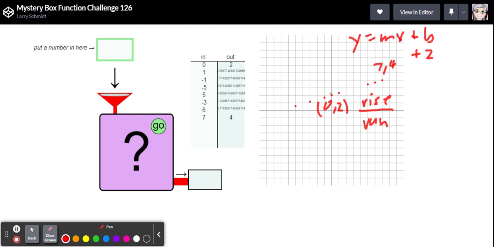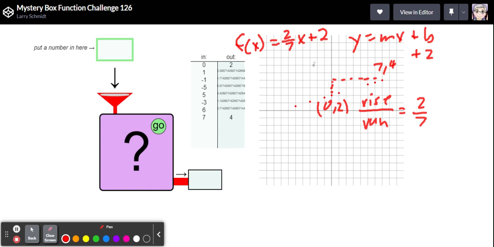And to get the rise, you can draw in a little triangle here. So the rise here is this side of the triangle, and that is 2 spaces. And our run is this side of the triangle, and that's from 0 to 7, so that's 7 spaces. So that's our slope. It's 2/7. So our function should be written like this: f of x equals 2/7 times x plus our y-intercept, which is 2. And I think that's going to work with all these points.